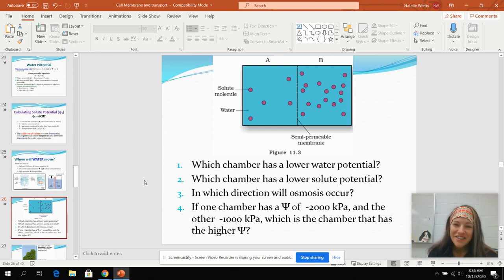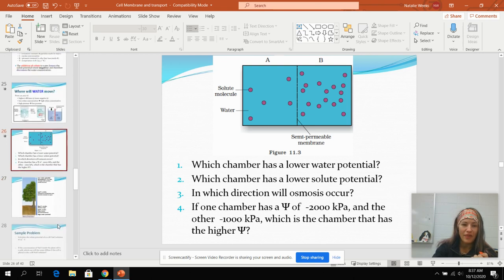Yay, you unpaused. So which chamber has a lower water potential? So remember, lower water concentration, that would be chamber B. Which chamber has a lower solute potential? Remember, low solute means high water. So that would be B as well. In which direction will osmosis occur? The water is going to move from A to B. If one chamber has a psi of negative 2,000 kilopascals and the other one negative 1,000 kilopascals, which chamber has the higher water potential? That would be the one of negative 1,000.